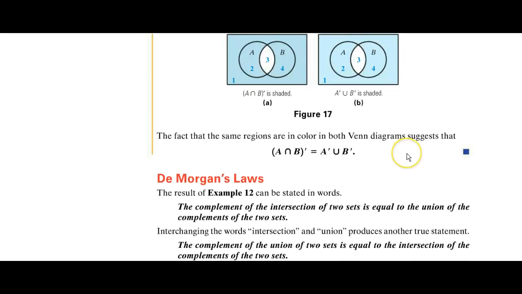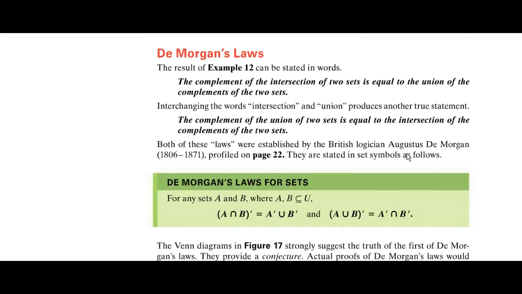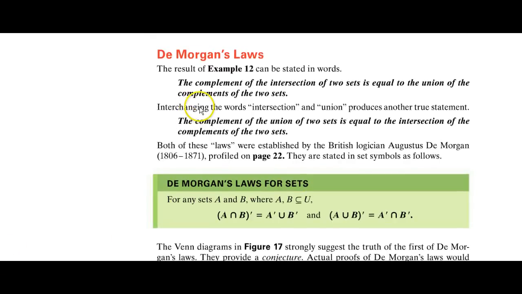Let's go on now to De Morgan's law, which we have just proven: the complement of the intersection of two sets is equal to the union of the complements of the two sets. So interchanging the words intersection and union produces another true statement. The complement of the union of two sets is equal to the intersection of the complements of the two sets.